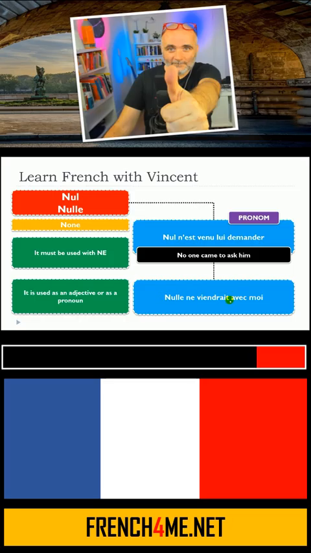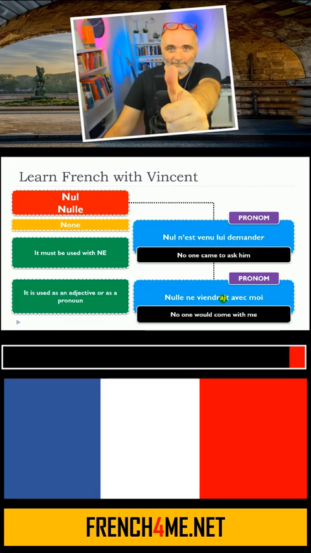Nulle ne viendrait avec moi. Pronoun, I'm using it as a subject, starting with it. Don't forget, we said that we need definitely to construct it with ne, so ne must be right after. Nul ne viendrait avec moi. So remember, nul and nulle can be used as adjectives and also as pronouns.